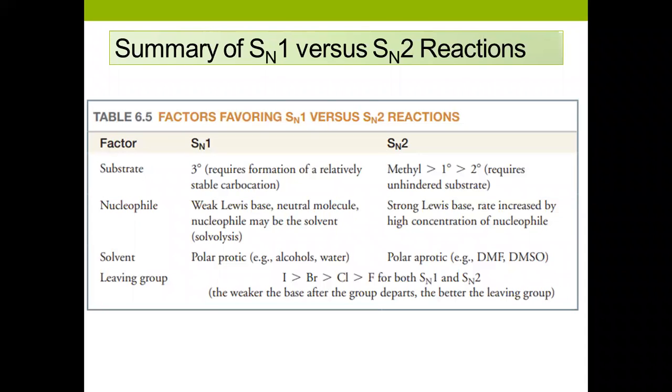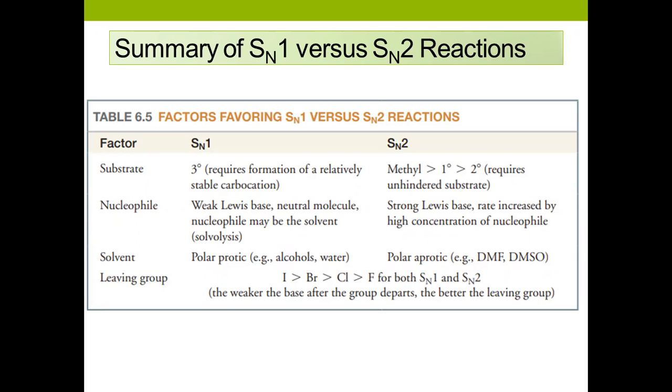Okay, so last time we continued with the discussion of the SN1 reaction, and there are several factors that would favor SN1 and SN2 reactions. For example, if we are talking about the substrate, if the substrate of the substitution reaction is a 3-degree alkyl halide, the reaction will favor the SN1 mechanism, while if the substrate is methyl, 1 degree, or 2 degree, it will rather favor the SN2 reaction.